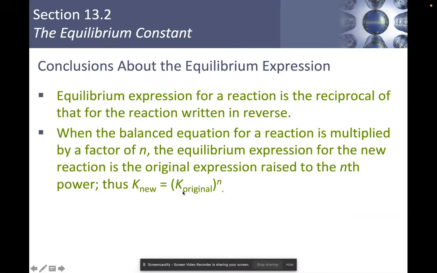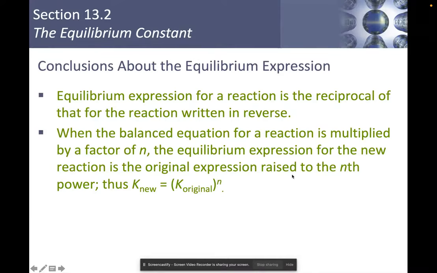So if everything was squared, let's say, if you wanted to double everything, now it would be to the 4th power, because you're literally taking the entire thing and squaring it again. It's really important to remember that that's how equilibrium expressions work. You can flip them upside down, or you can raise them to another power, if you're multiplying by a factor of 2 or 3 or 4, etc.